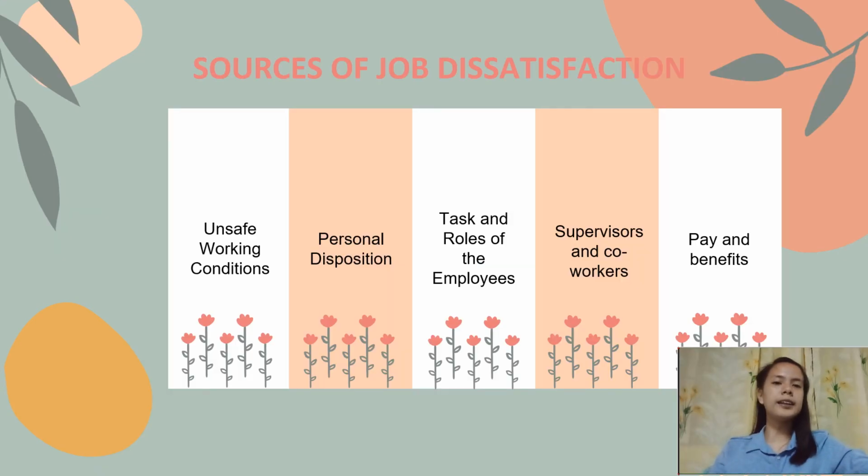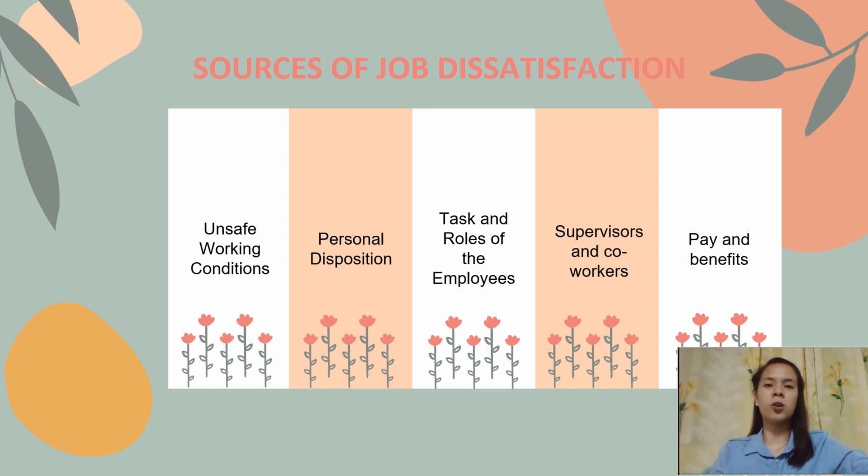So here in this slide, we're going to talk about the different sources of job dissatisfaction. Number one is unsafe working conditions. It is a hazard that has potential to cause the employee's death or injury. With that being said, if employees conclude that their health or lives are at risk because of the job, attracting and retaining workers is impossible. Next is the personal disposition. Disposition has been defined as their mood or general attitude about their lives.